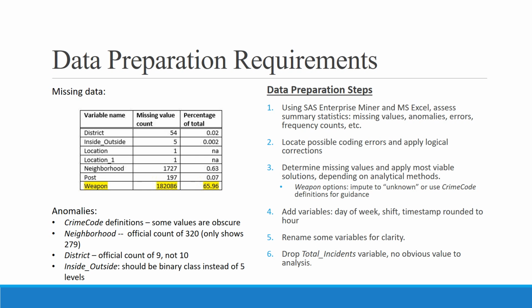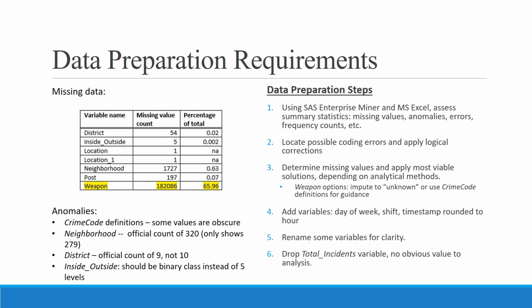Before the dataset can be used for analysis, it's important to perform several preparation steps. One of the most important preparation steps involves finding out the missing values for each of the variables. The one that stood out the most was the weapons variable, which had a missing percentage of 66%. There were some anomalies in the coding. For instance, some of the crime code definitions or the values used were obscure, so I need to do a little bit further research on those to make corrections.